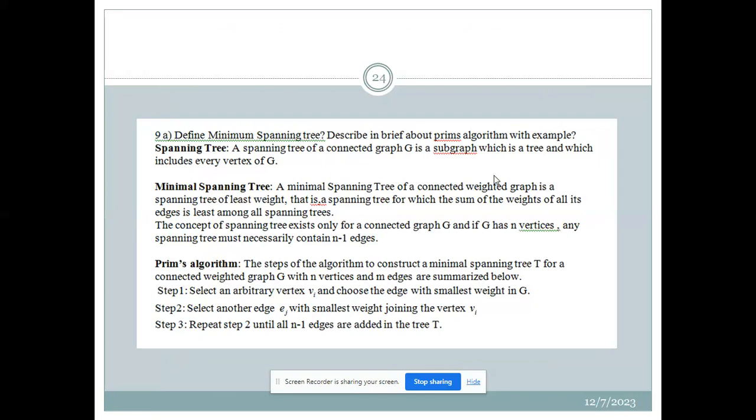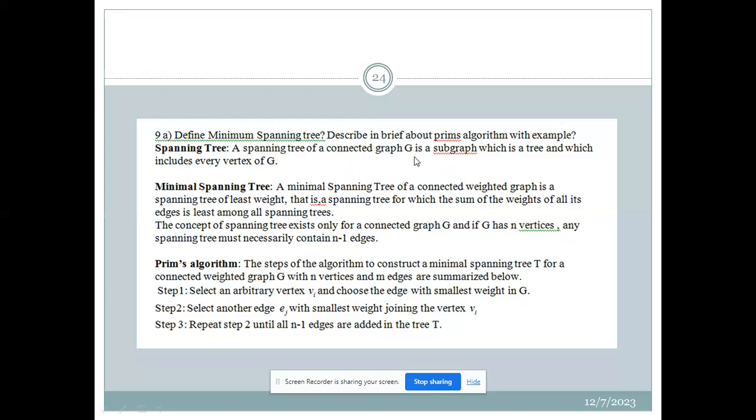Okay. Now we go for another question, which is a graph theory question. Define minimum spanning tree and describe in brief about Prim's algorithm with an example. So write a definition of spanning tree.